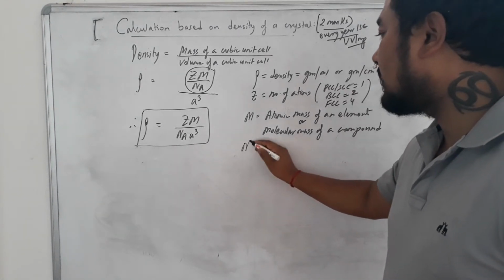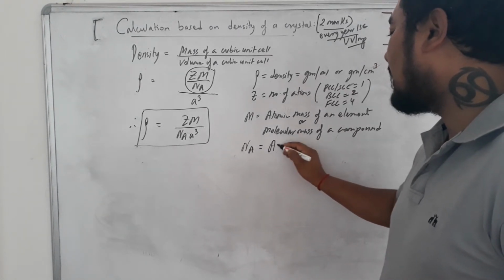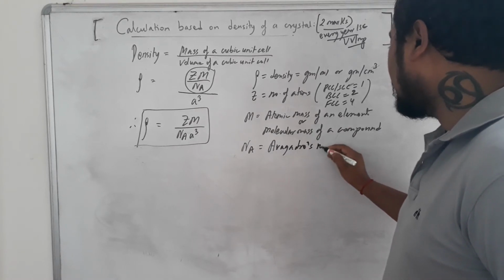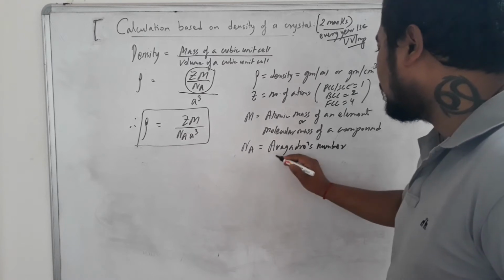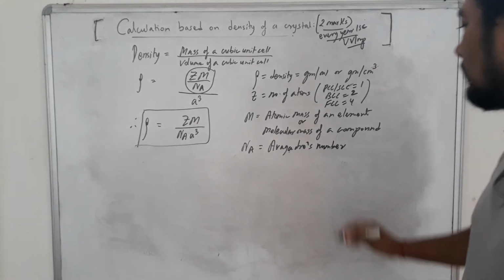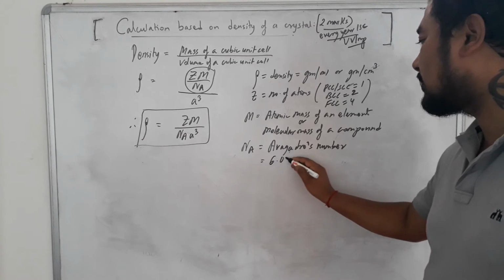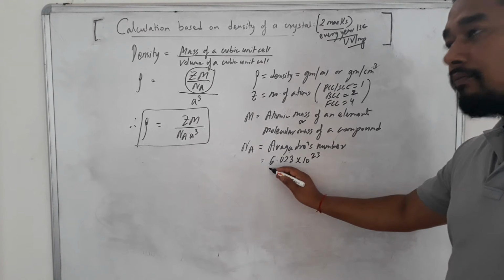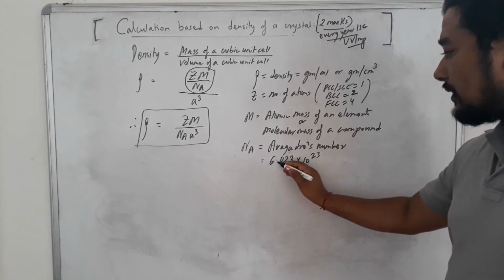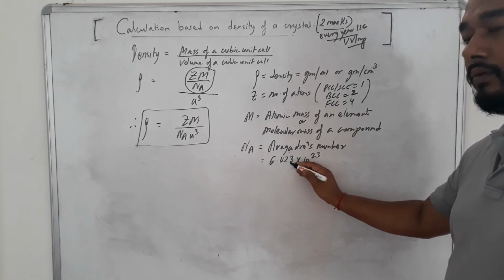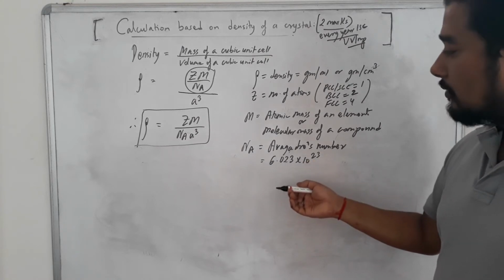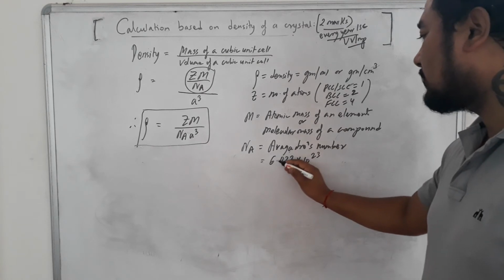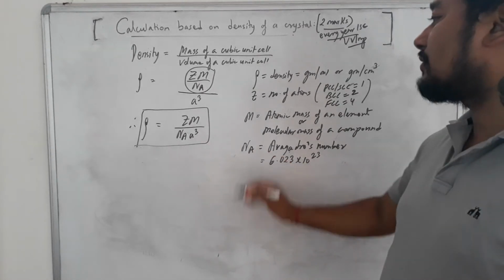Now let us see what this Na is. Na stands for Avogadro's number, which you have seen in class 10 also, in the chapter called mole concept. This Na means Avogadro number, and the value we mostly take is 6.023 into 10 to the power 23. In some books it has been taken as 6.022. It's no big problem whether you take 22 or 23. So remember, the value of Avogadro number is 6.023 into 10 to the power 23.